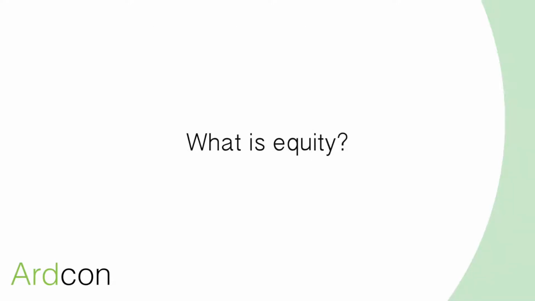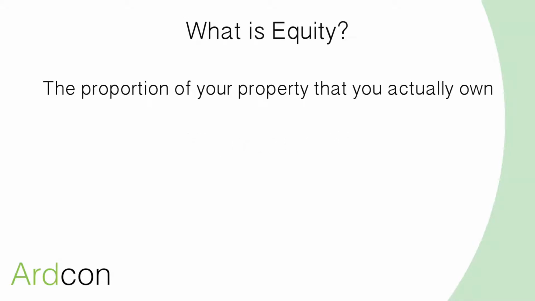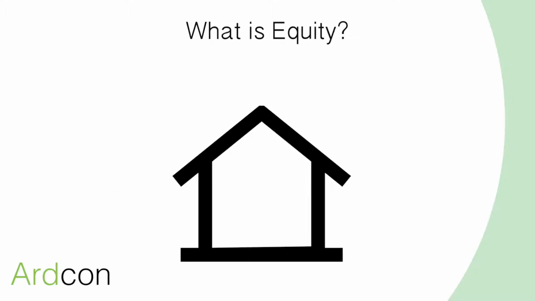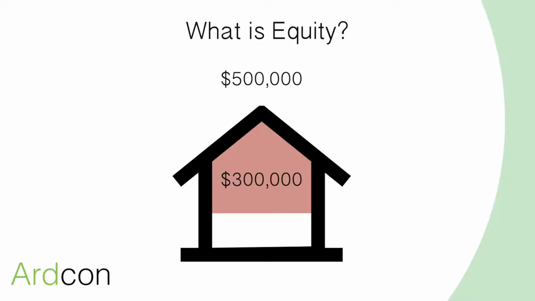So what is equity and why access it? Equity is the proportion of your property that you actually own. It is the current value of your home less the size of your mortgage. Allow me to explain this graphically. In the diagram on your screen, we have a house that has a current value of $500,000. If you had a mortgage of $300,000, then your equity in the property is $200,000.